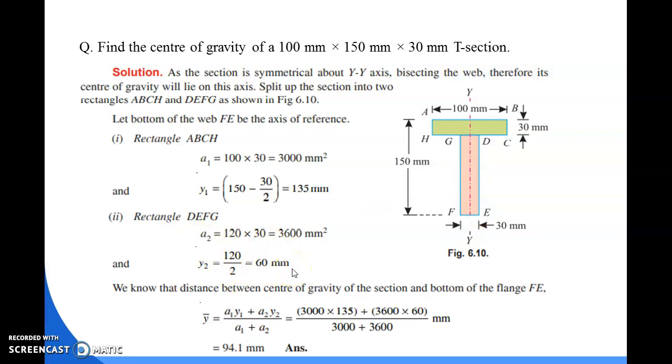So as we know, to find out the center of gravity, we have the formula, that is y bar is equal to a1 y1 plus a2 y2 divided by a1 plus a2. Hence here putting the values of a1, y1, a2 and y2, we get the value of y bar, which is the center of gravity of this T section, equal to 94.1 mm. So this is all about the center of gravity of the T section. So today this much. Thank you.